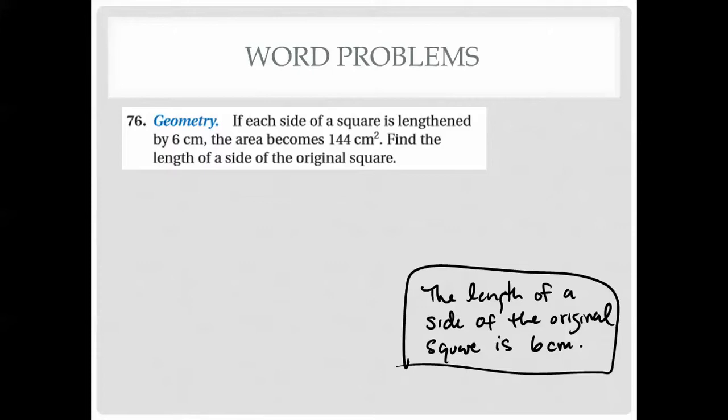Oh, there's the answer. Forget that's there, and let's go about doing this word problem. If each side of a square is lengthened by 6 centimeters, the area becomes 144 square centimeters. Find the length of a side of the original square.